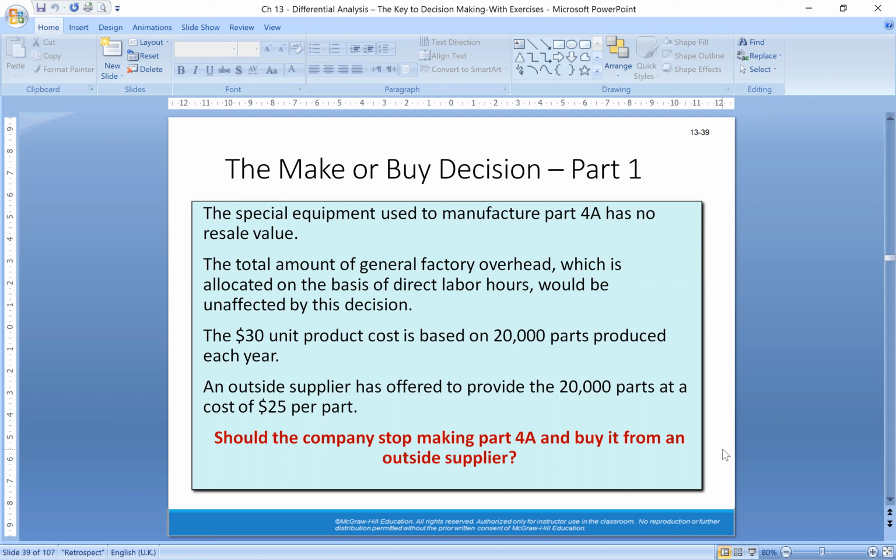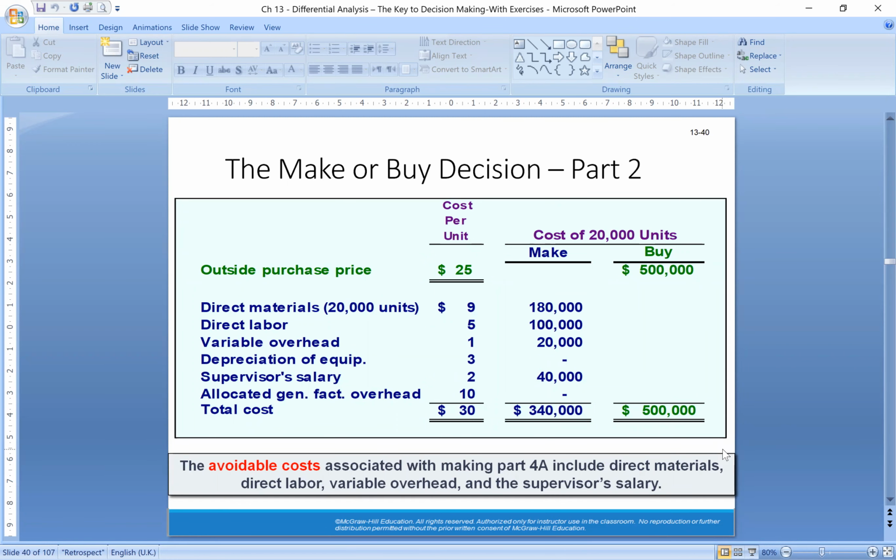Should the company stop making the part 4A and buy it from the outside supplier? If we depend only on the price, the outside price would be $25, but the making is $30. If we depend only on this information, definitely we can go for buying it from outside. Now, our decision: should we make it or buy it from outside? Let's summarize the decision by drawing two columns. The first column is called buying it from outside, or making it inside, okay?